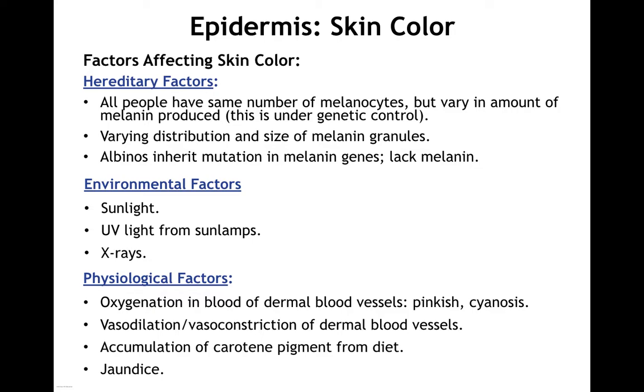And there is another pigment called carotene, which we pick up in our diet. It has an orangish color, and that can contribute to skin color in individuals. And jaundice indicates a problem in the liver. That tends to give skin a more yellowish tinge.